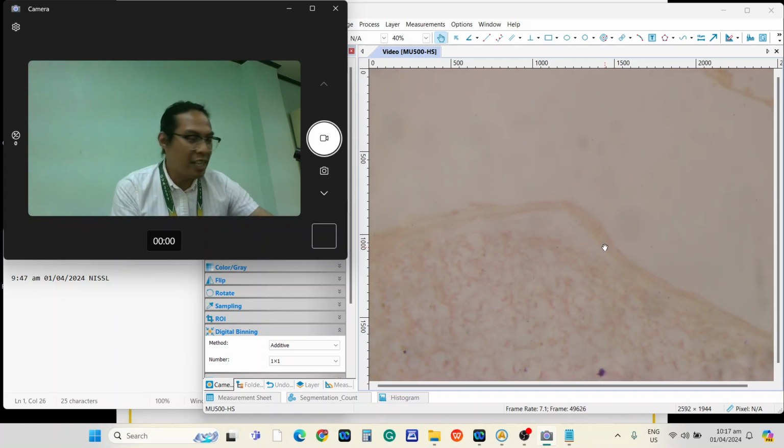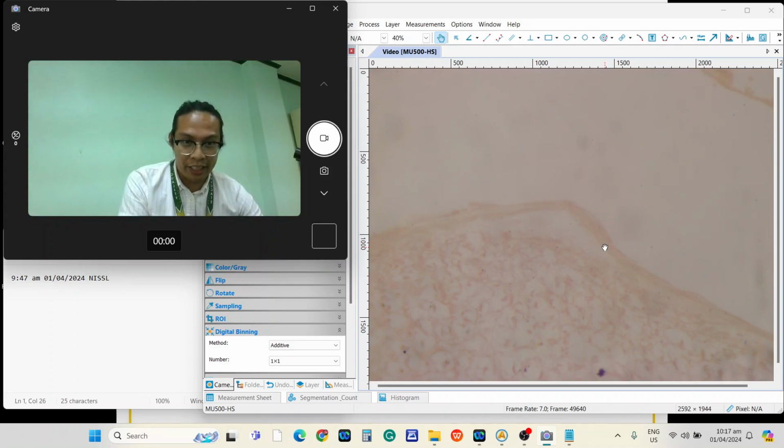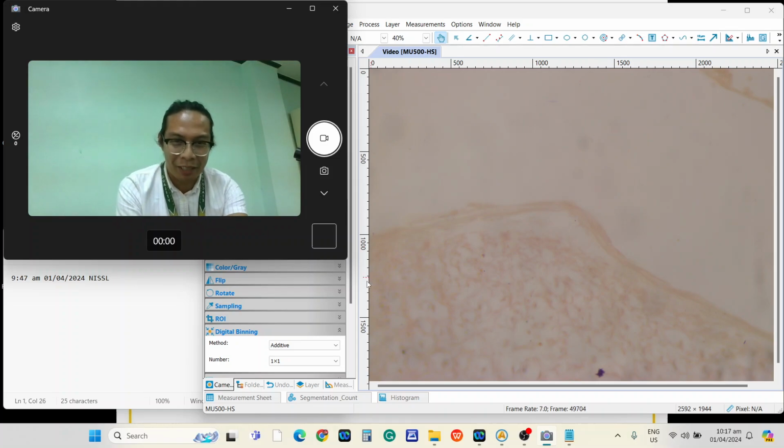Ang mga vets talaga, magagaling umintindi. Kasi kahit malabo na ang kausap, iniintindi pa rin, di ba?